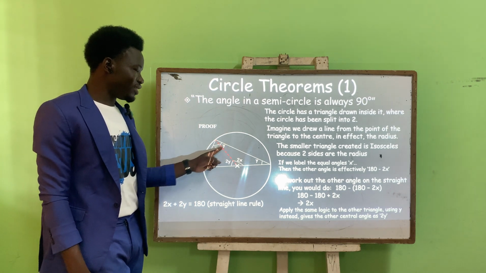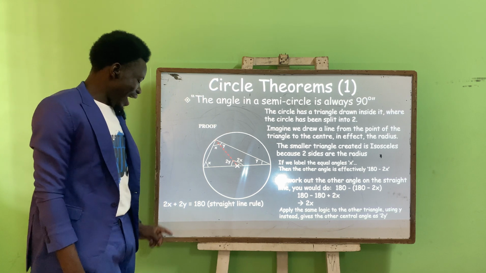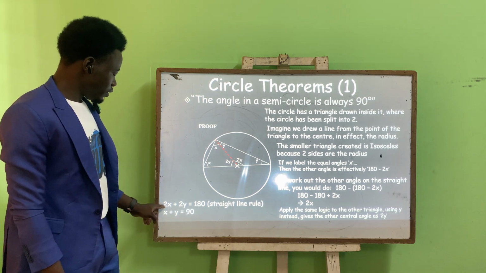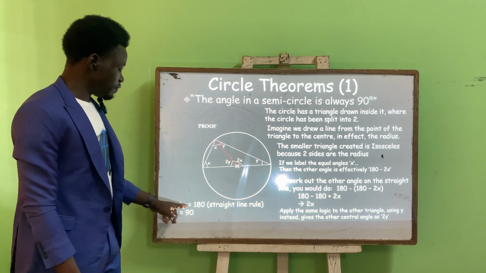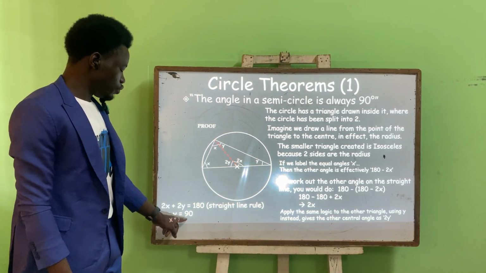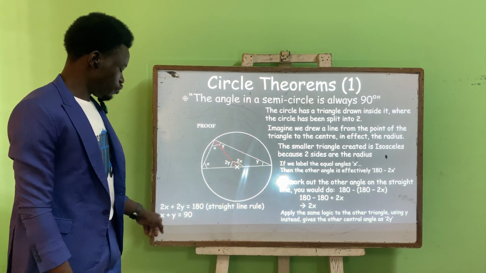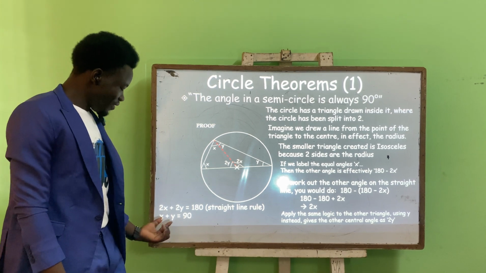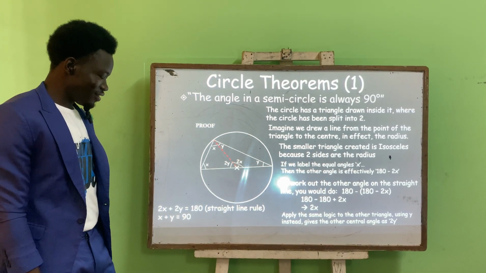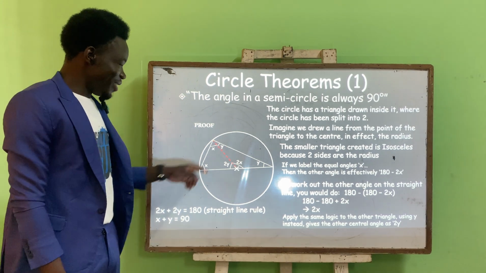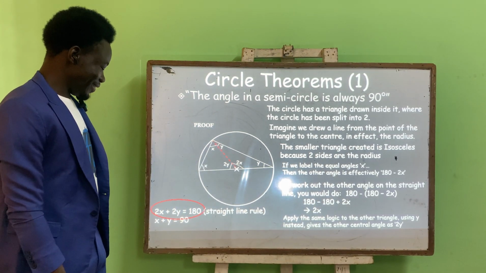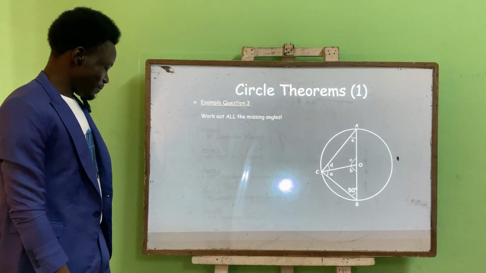We are trying to prove why this is true. I can factorize the 2 out, and dividing 180 by 2, I get 90 equals 2(x plus y). Which means that x plus y is what? 90 degrees. So we are saying that this angle here is 90 degrees. Look at the theorem here.